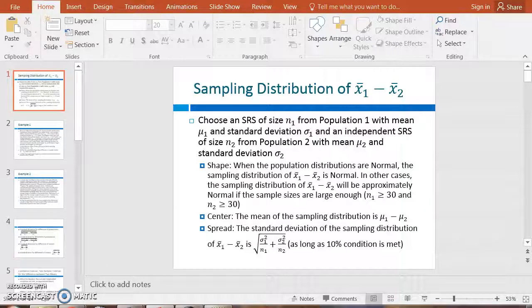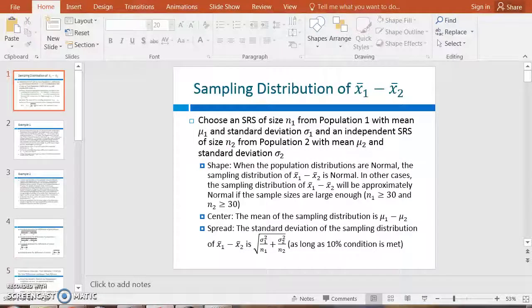Our first example, we are in section 10.2, so we are talking about comparing two means. In 10.1, we talked about comparing two proportions, and today we're going to be talking about comparing two means. Just like last section, we start with talking about the sampling distribution.